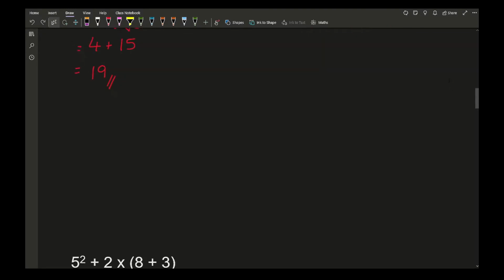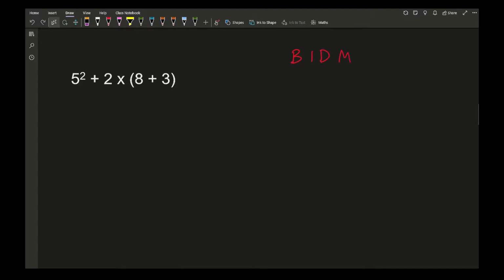So then if I move down to another example, again I use my checklist of BIDMAS. So again I go through, do I see the brackets? Yes. So I have a look at what's in the brackets and I do that bit first. So here I've got 8 plus 3, which is 11, and then I've got 5 squared plus 2 times 11. So I go back to my checklist, do I see any powers? Yes. I've got 5 squared. So I simplify that and I get 25 plus 2 times 11.